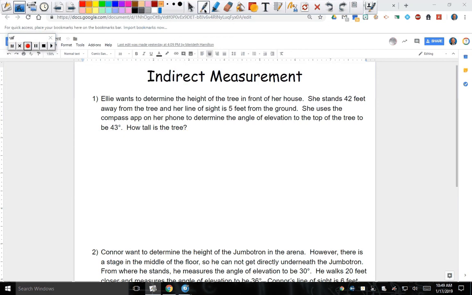All right, so the performance task that we're about to do outside, let's talk about this, okay? So it says, let's say Gomez wants to determine the height of the tree in front of his house. He stands 42 feet away from the tree. So here is this beautiful tree, if you will. That's an ugly tree. And his line of sight is 5 feet from the ground.